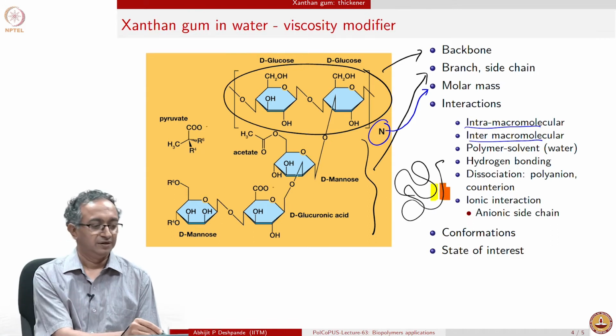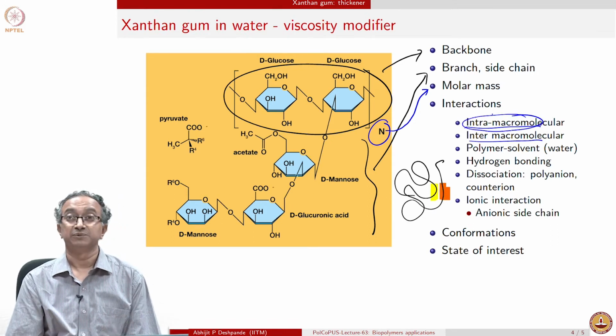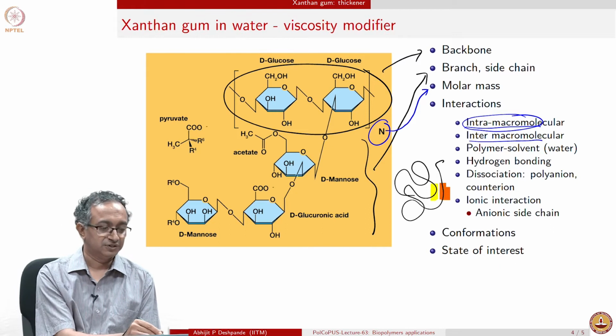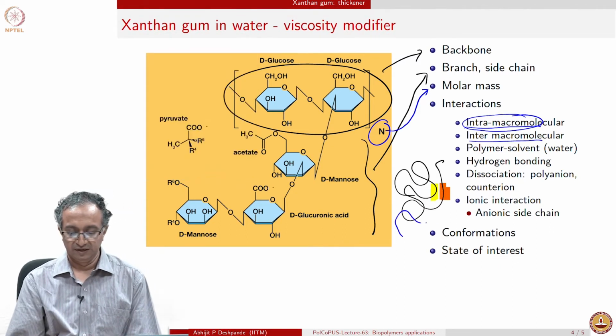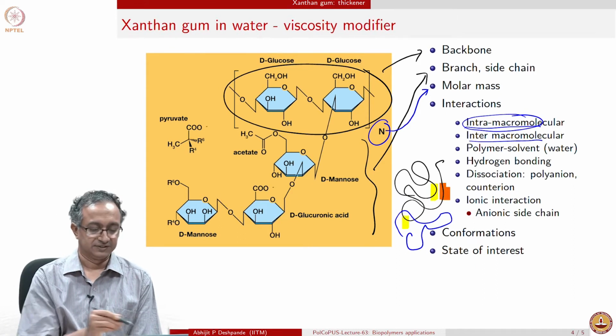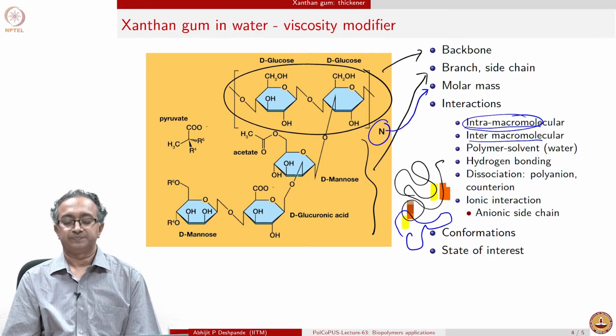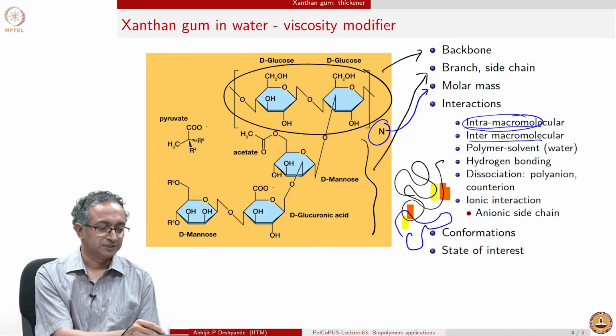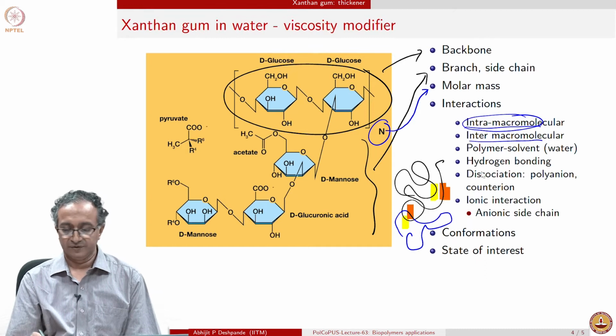So, therefore, intramolecular interactions are possible, the same macromolecule interacting with itself. And of course, next to this we can have another macromolecule, and therefore, we also can have intermolecular interactions. So, in this case, all the interactions that we have talked about, for example, hydrogen bonding or ionic interactions, are all possible between two xanthan gum molecules or within one xanthan gum macromolecule.